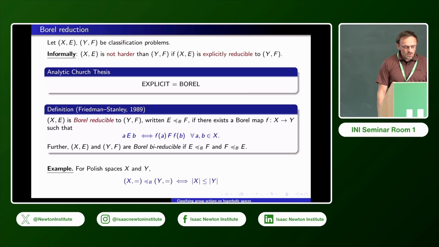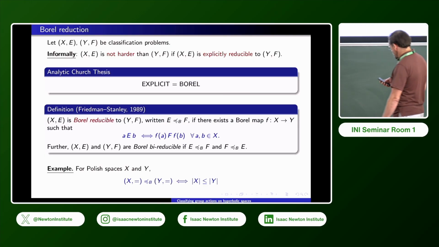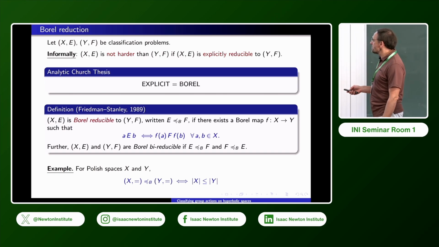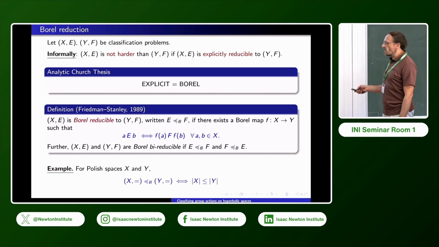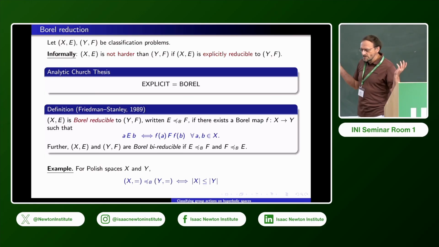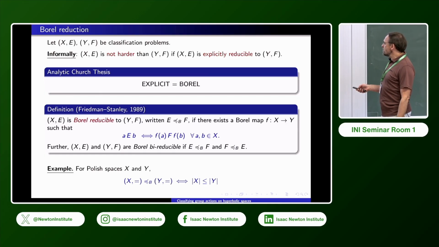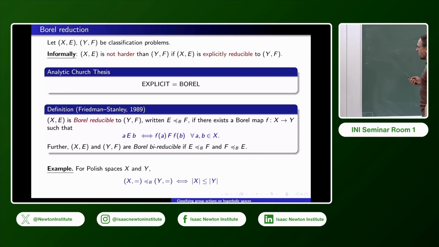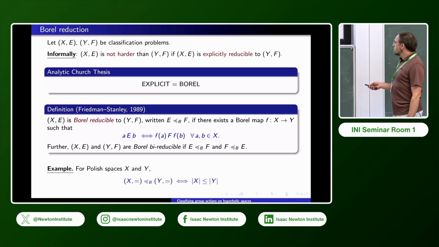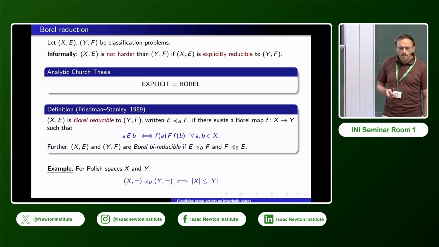So here are some examples. Suppose you have Polish spaces X and Y, and the most basic classification problem is classification up to the equality relation, which is trivial, right? Two points are equivalent if and only if they're equal. So the classification problem on X up to equality is Borel reducible to the classification problem on Y up to equality if and only if the cardinality of X is less than or equal to the cardinality of Y. So why is that?